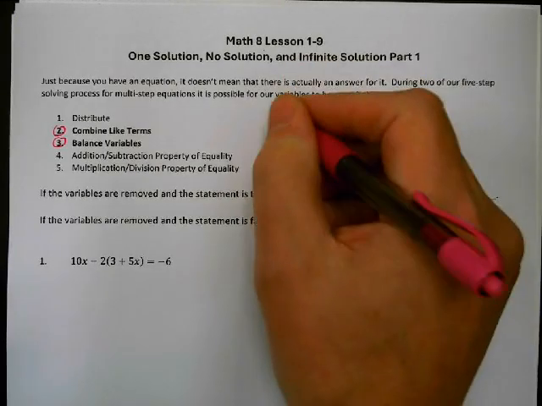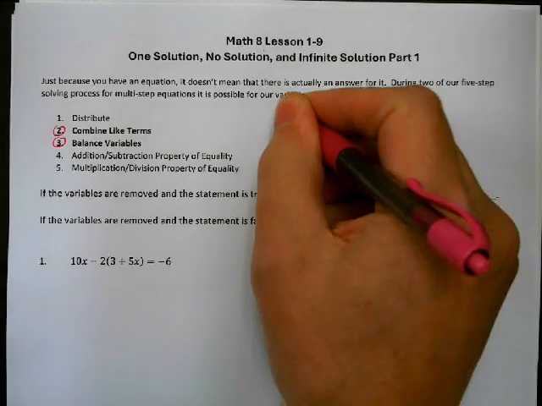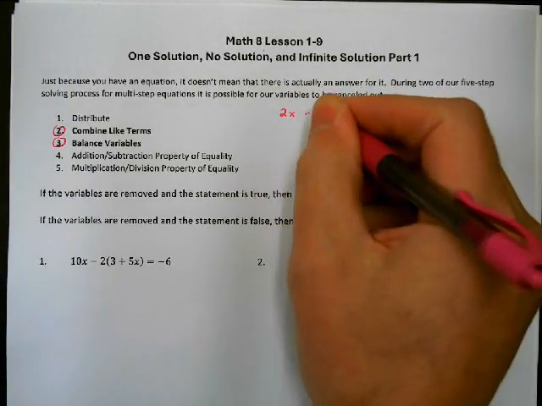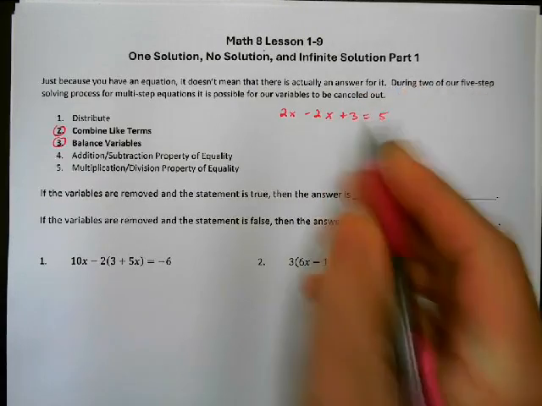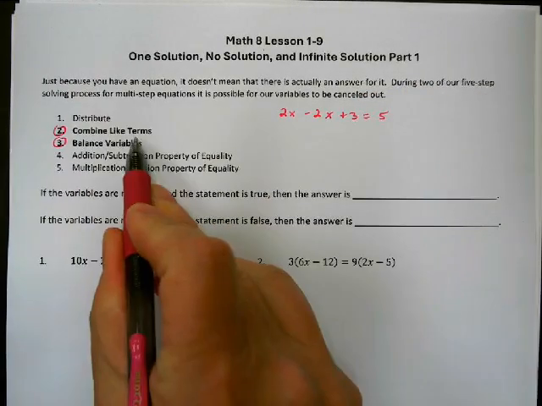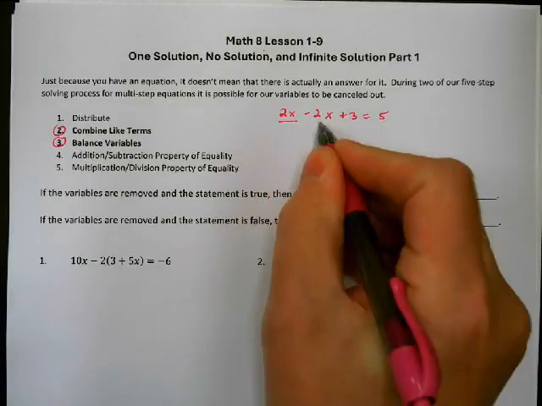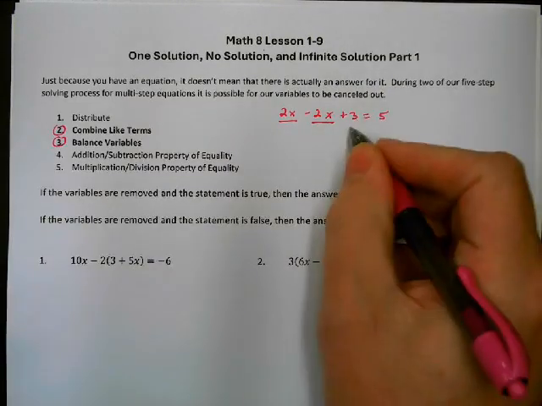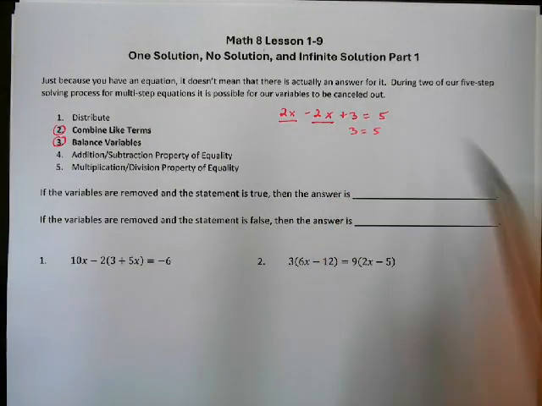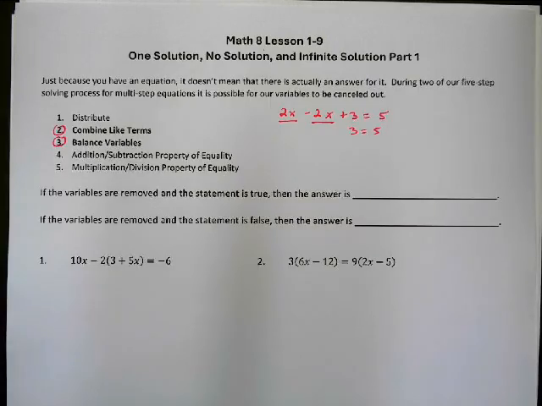For instance, if we've got something like 2x minus 2x plus 3 equals 5. Okay, so in this one, in the combining like terms step, the 2x and the negative 2x, that becomes 0x, or nothing. And we end up with 3 equals 5. So the variables have completely canceled out in the process.